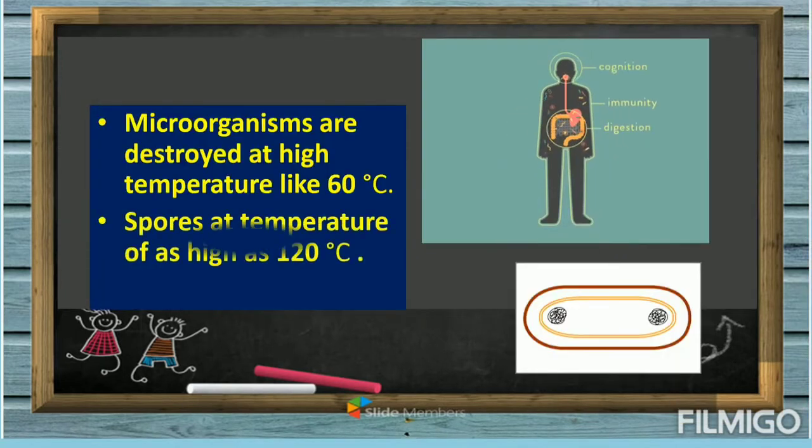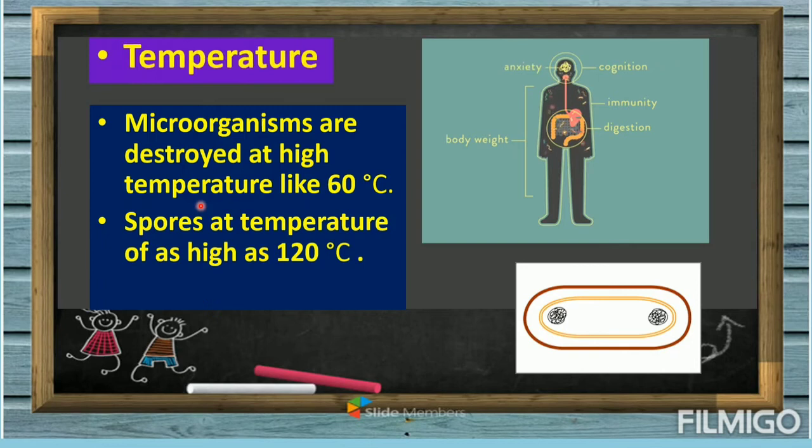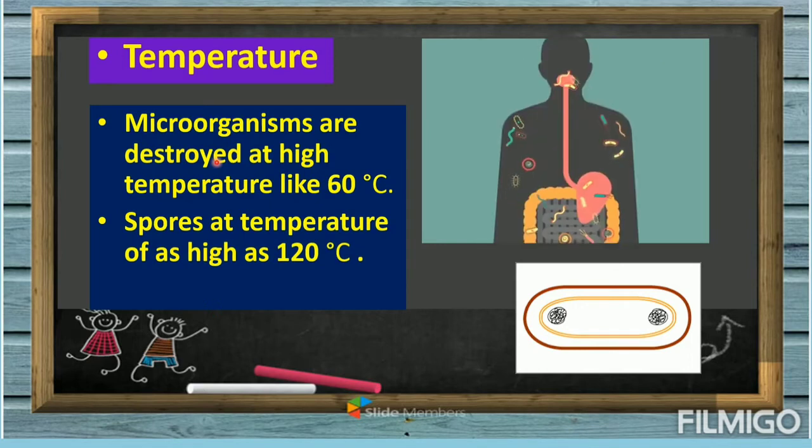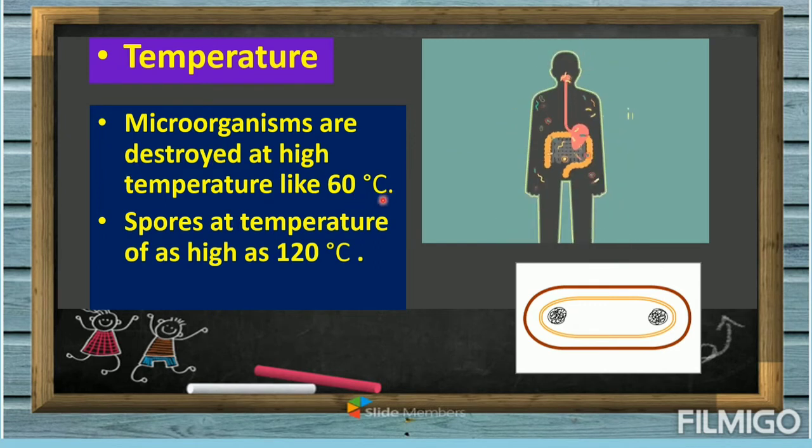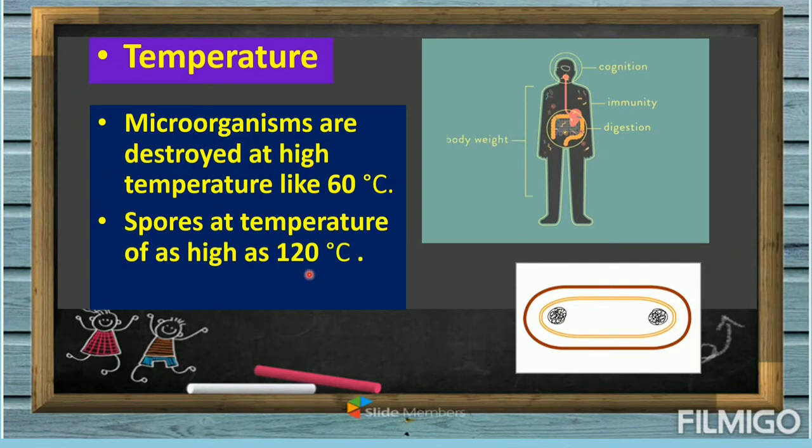So the microorganisms are destroyed at high temperature like 60 degrees Celsius. Destroyed meaning not only can it not reproduce, but it will also die if the temperature reaches 60 degrees Celsius. Or if the temperature reaches as high as 120 degrees Celsius, microorganisms will reproduce in the form of spores, or spore formation. Again, we already discussed what spore formation is all about. Okay, so it will only take place if the condition is unfavorable.